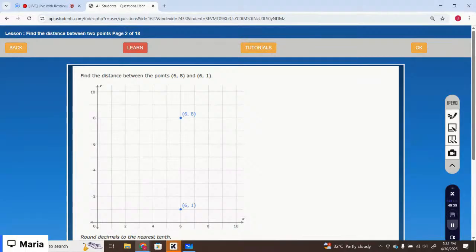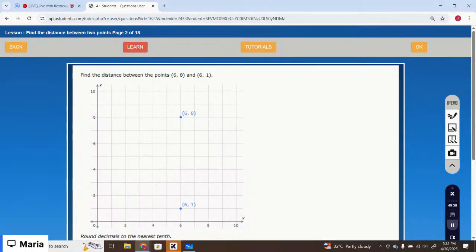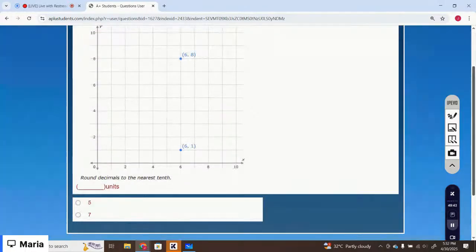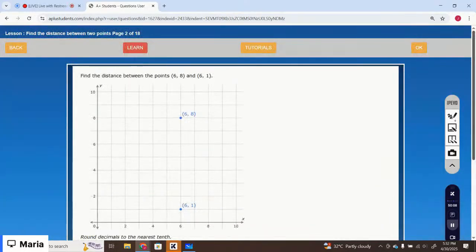Find the distance between the points 6, 8 and 6, 1. So which is the correct option? Option number 2 is the correct option. That is 7. The distance between the points is 7.